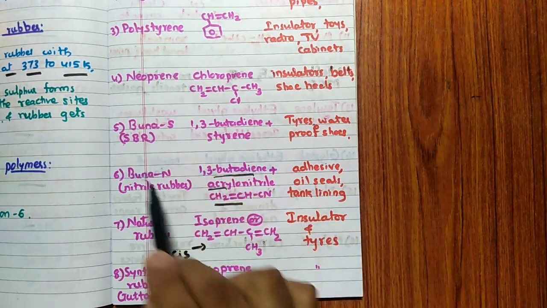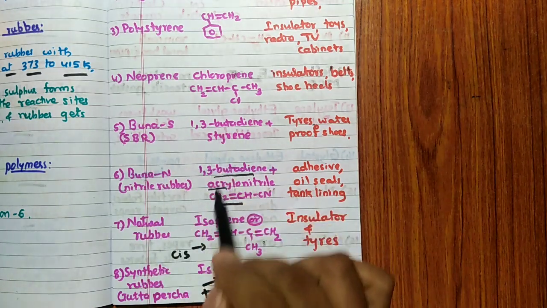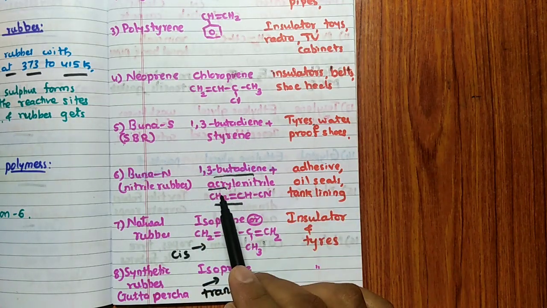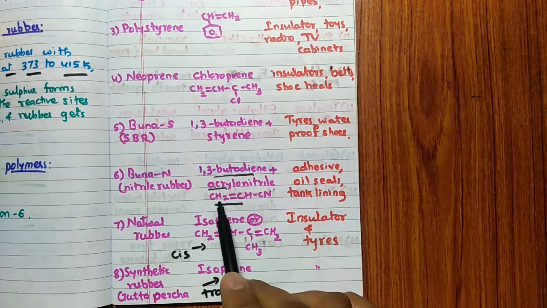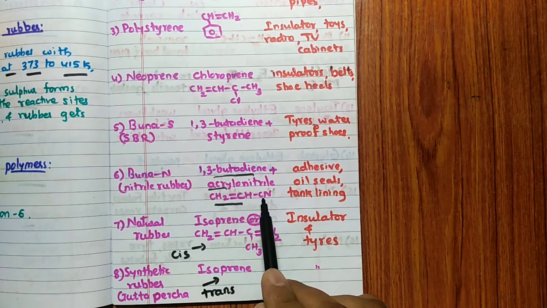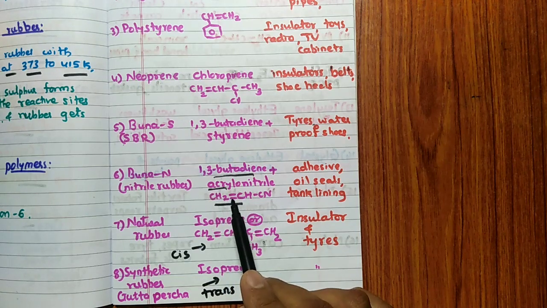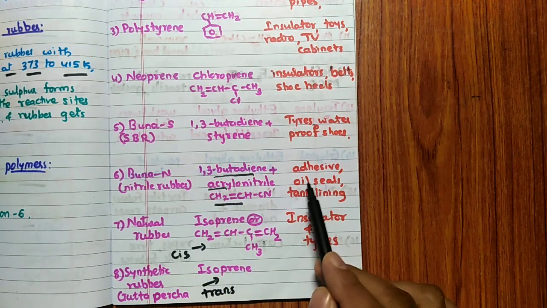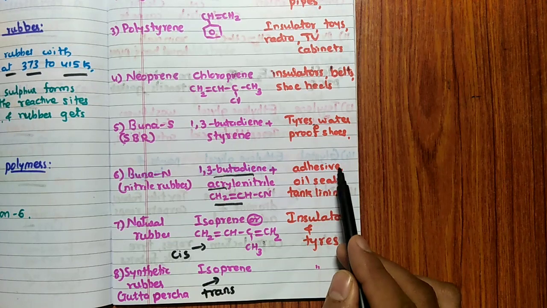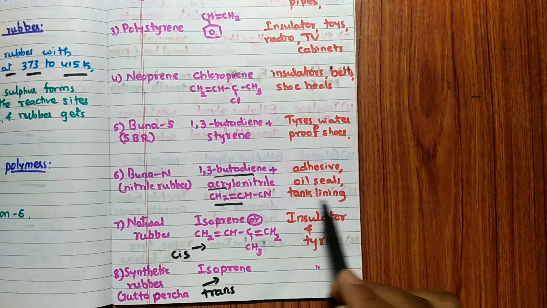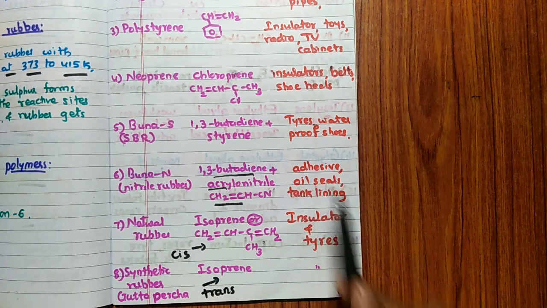So hence these are also called copolymers because more than one monomeric unit is there, right? 1,3-butadiene and acrylonitrile, formula CH2=CHCN. This is also called vinyl cyanide. Remember, this is also called vinyl cyanide. Uses: adhesives, oil seals, tank lining.